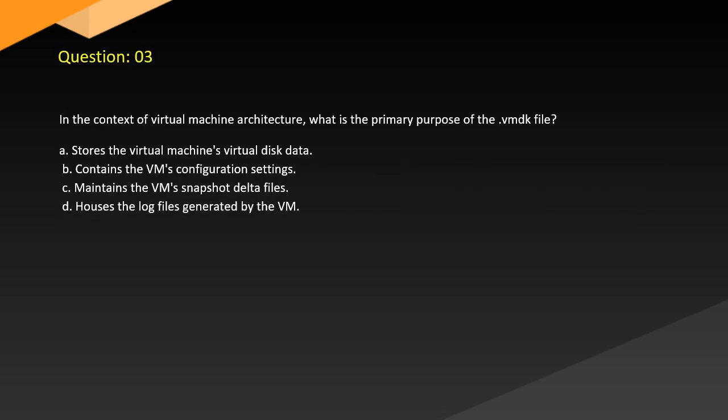Question 3. In the context of virtual machine architecture, what is the primary purpose of the VMDK file? A. Stores the virtual machine's virtual disk data. B. Contains the VM's configuration settings. C. Maintains the VM snapshot delta files. D. Houses the log files generated by the VM.